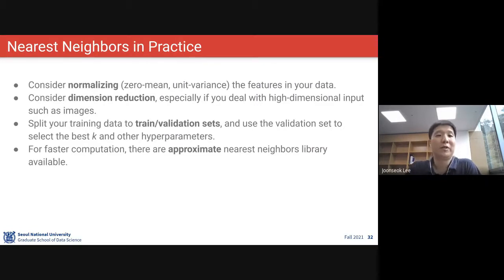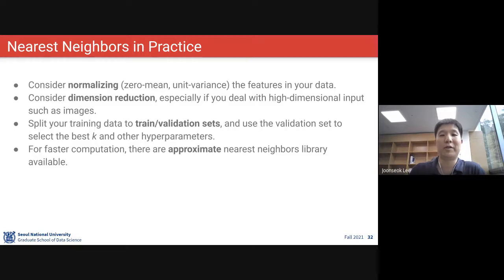So in nearest neighbors, in practice, you may keep this in mind. Consider normalization. As I told you, the RGB pixels range from 0 to 255, but dealing with all positive numbers is problematic in reality. I won't go into a deep discussion over that, but normalizing to minus 1 to 1 or 0 to 1 makes more sense, and it makes it easier to model them.